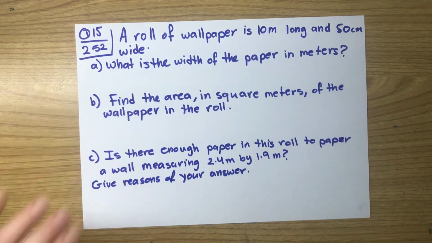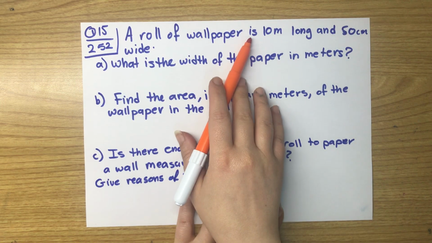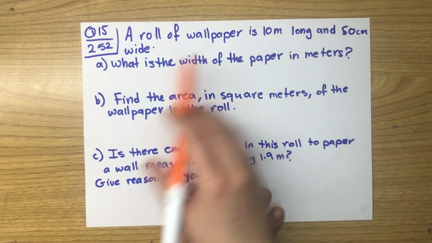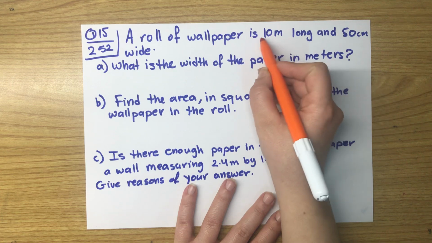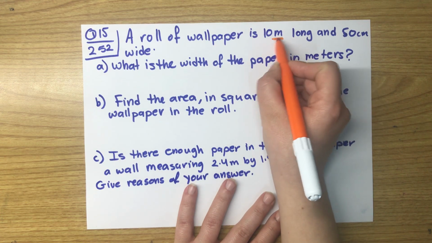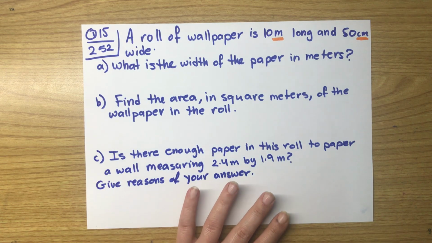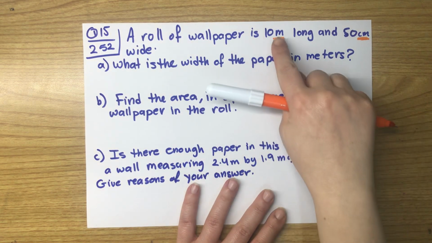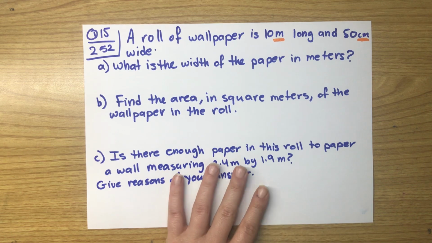Okay, this is a question on page number 252, question number 15 from your textbook. It says, a roll of wallpaper is 10 meter long and 50 centimeter wide. I picked these questions because they gave us lengths of sides. One of them is meter and the second one in centimeters. When you want to find an area, you have to make the units unified. Okay, so you have to talk in one type of unit according for each question.